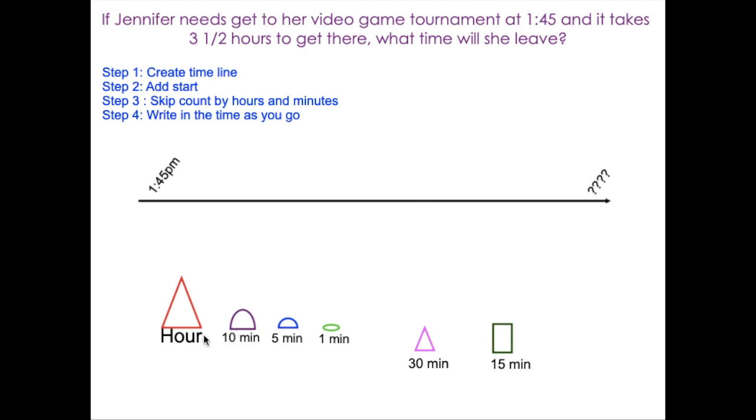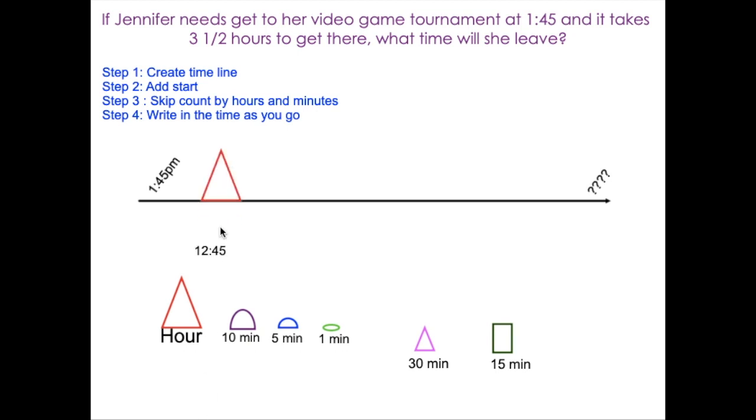So in this case, we're actually counting backwards because she has to be there at 1:45, but it takes her 3.5 hours to get there. It's an awfully long ways to travel for a video game tournament. But anyways, let's figure out what time she should leave her house. So I'm going to count backwards by an hour.